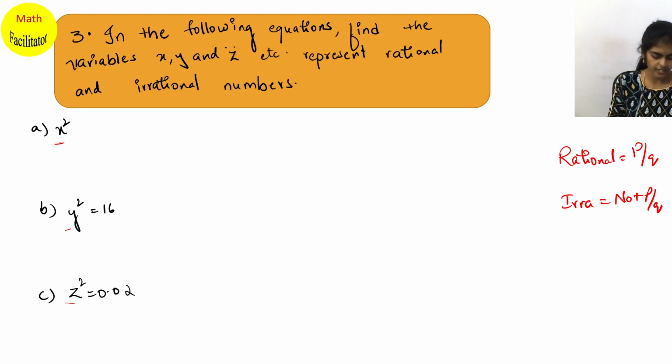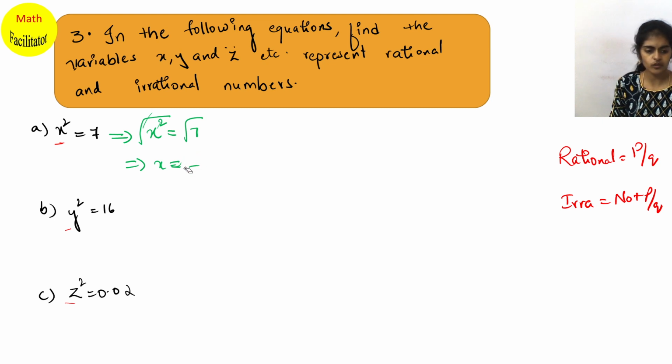The first one is x square equal to 7. This is the question. Let us write it once again: x square equal to 7. How do we know whether this variable is rational or irrational? I'll take the square root on both sides. Square and square root get cancelled, so x equals root 7.